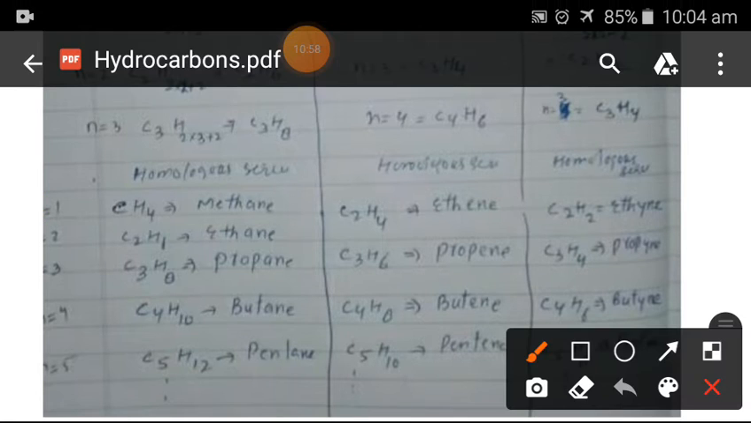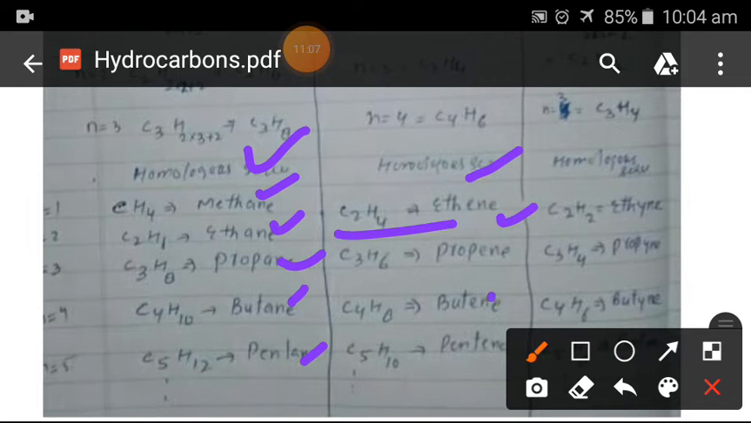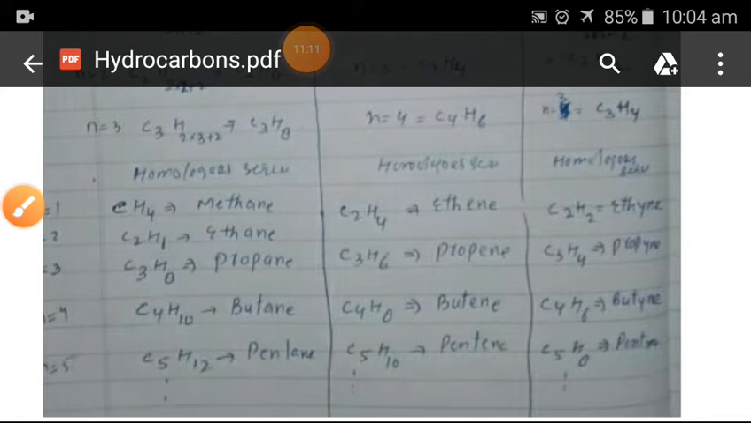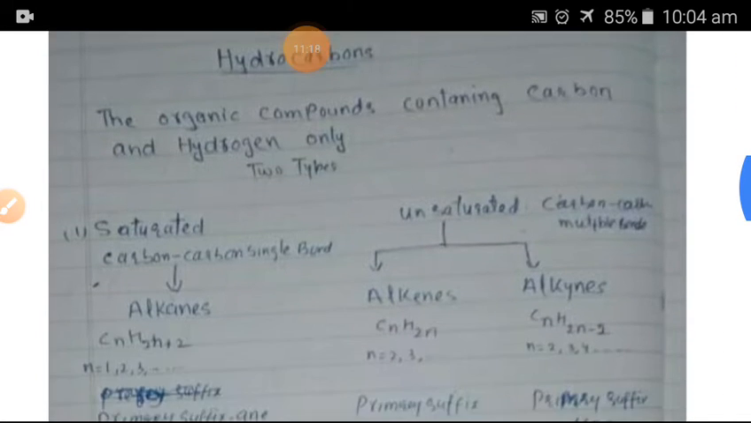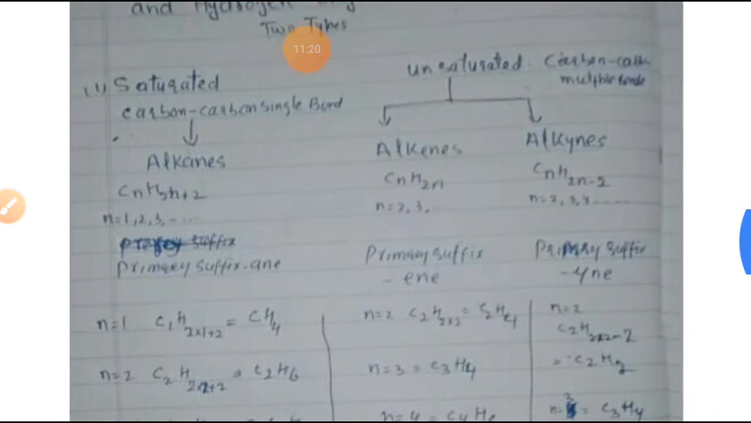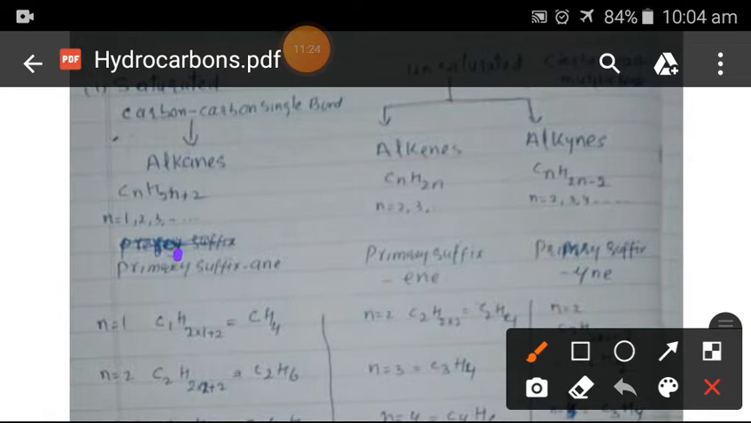So this is the homologous series and their nomenclature. This is methane, ethane, propane, butane, pentane. Similarly, there will be ethene, propene, butene, pentene, accordingly hexene, heptene. Okay. For this there will also be ethyne, propyne, butyne, pentyne. Clear?